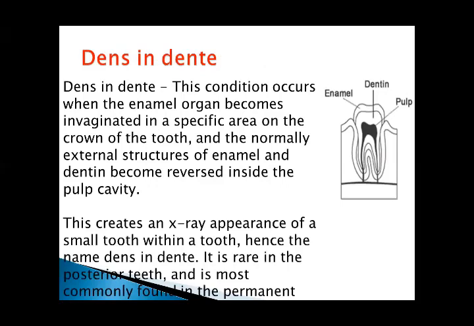Dens invaginatus. This condition occurs when the enamel organ becomes invaginated in a specific area on the crown of the tooth, and the normally external structures of enamel and dentine become reversed inside the pulp cavity. This creates an X-ray appearance of a small tooth within a tooth, hence the name dens in dente. It is rare in the posterior teeth and it is most commonly found in the permanent incisor.